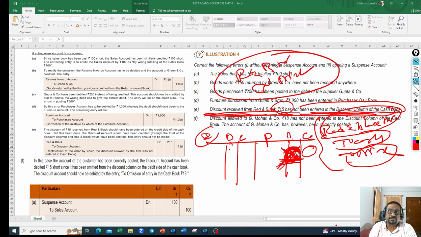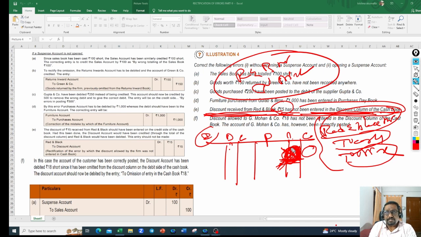You go and check my previous illustrations. In one of those illustrations, they made it very, very clear: discount is incorrectly entered in the cash book, but it is correctly entered in the personal account. But in this problem, what did they say? Discount column, they forgot to enter. Simple. That's all. They didn't talk about the personal account. In the absence of mentioning the personal account, you need to assume that this discount missed out in the cash book has impact on two accounts: one is the discount account, the other one is the personal account.